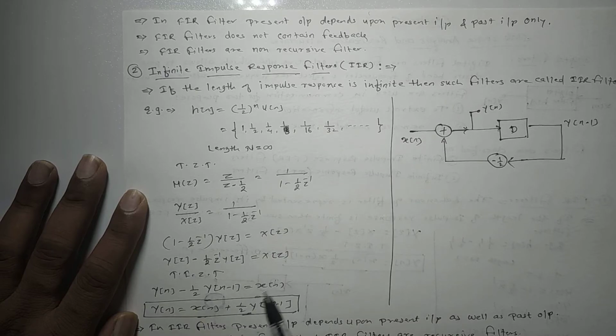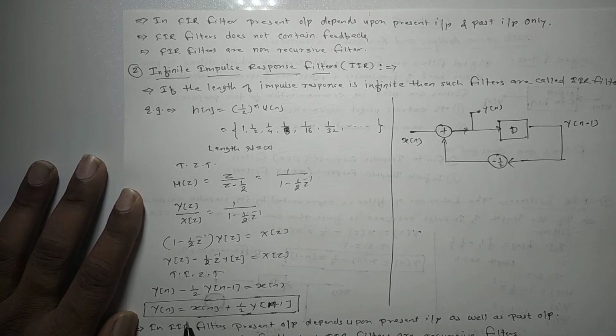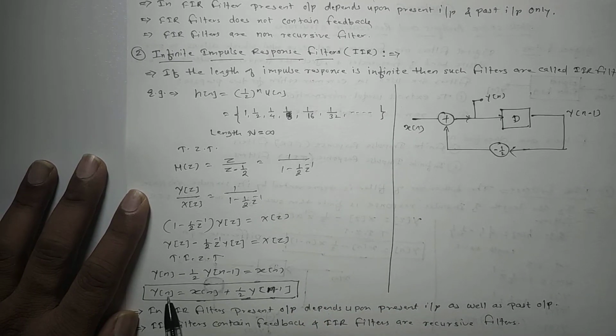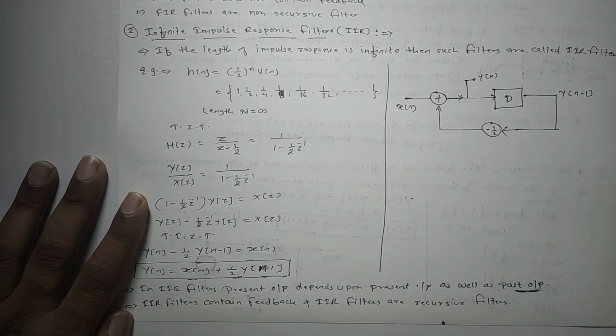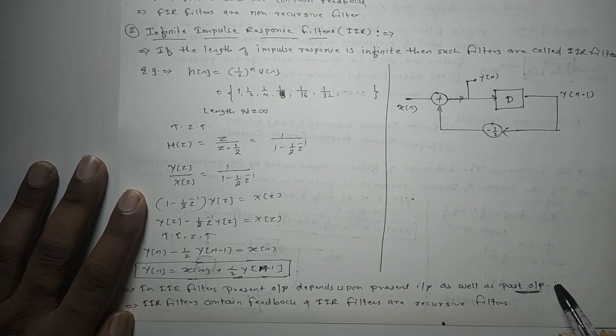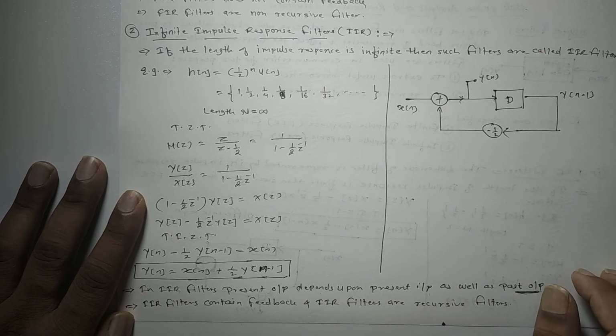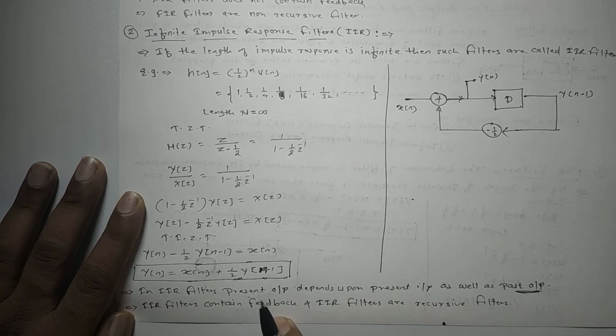Output of the system y of n is equal to x of n plus half y of n minus 1. And if you see this difference equation now, present output will depend upon present input and previous output. Okay, so in IIR filter, present output depends upon present input as well as past output. Since the present output depends upon past output, the system is called a recursive filter, a recursive system. Therefore IIR filters are called recursive filters, and every recursive filter will contain feedback. हर एक recursive system में feedback रहता है.